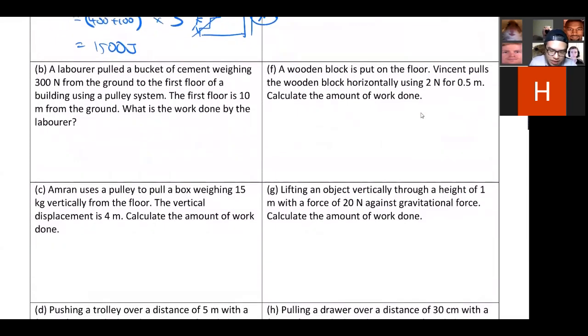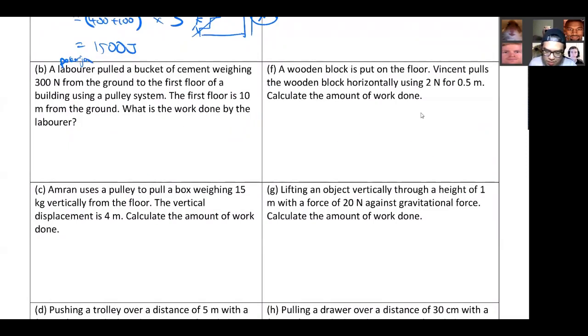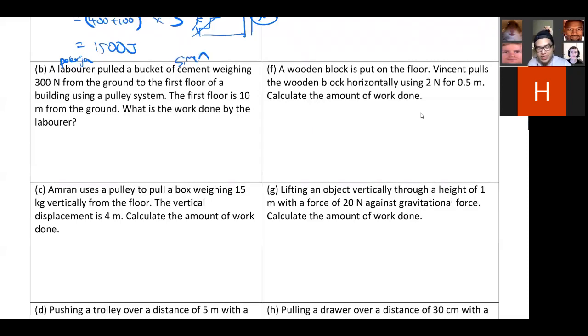A laborer, pekerja, pulls a bucket of cement, setong cement, weighing 300 Newton from the ground, dari tanah, to the first floor, ke tingkat pertama, of a building using a pulley system.